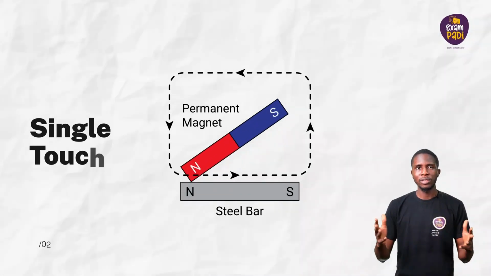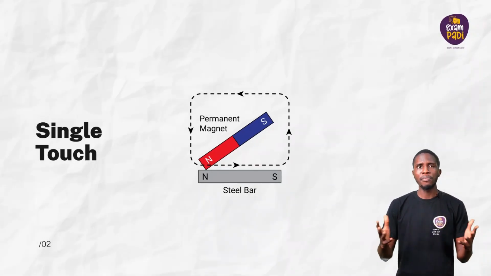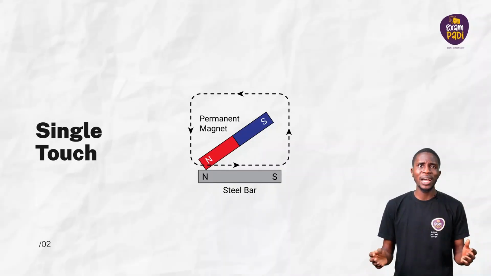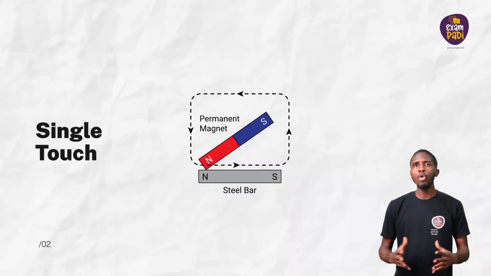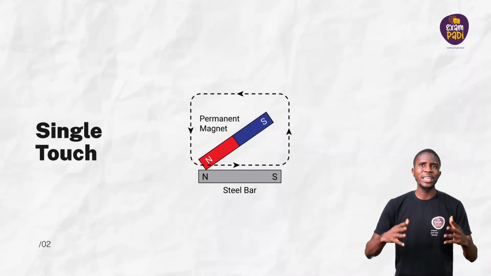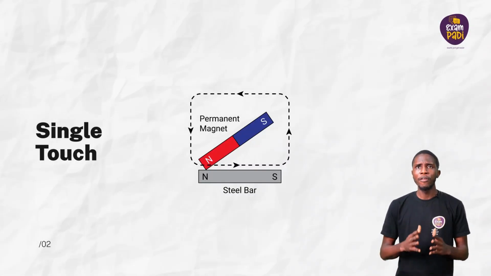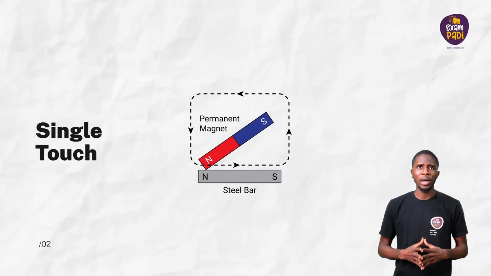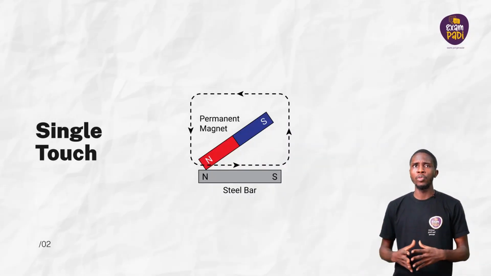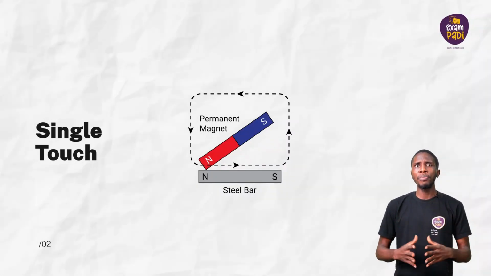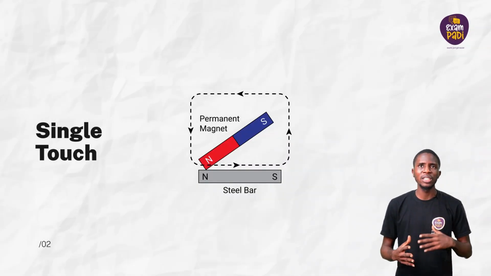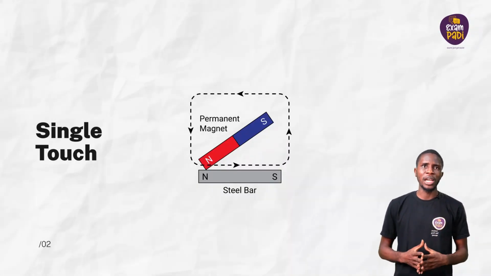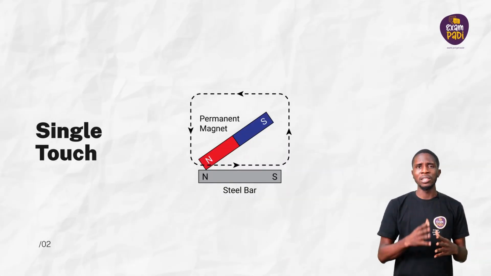2. Single touch. The material X to be magnetized is placed on a table or a bench. The pole of a magnet Y is then dragged along X from one end to the other and lifted well away. It is brought back again to X at the far end, and the process is repeated several times, as seen in the image below.